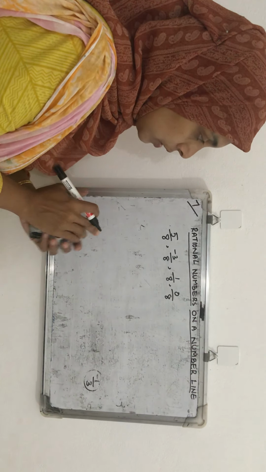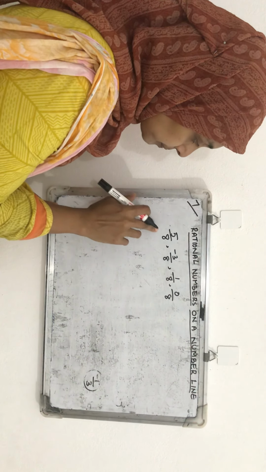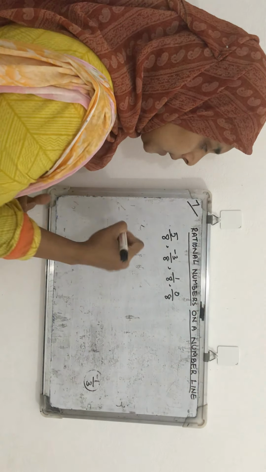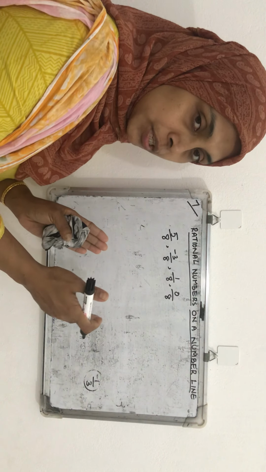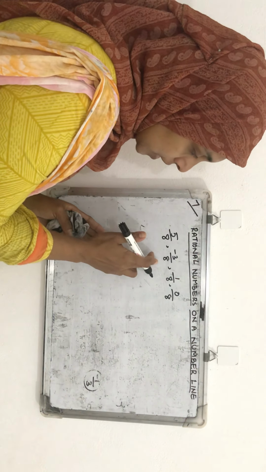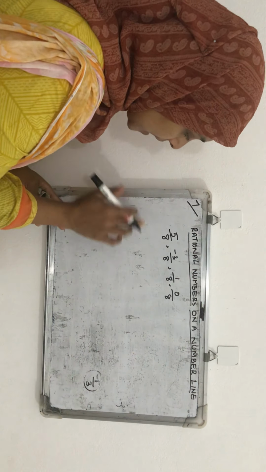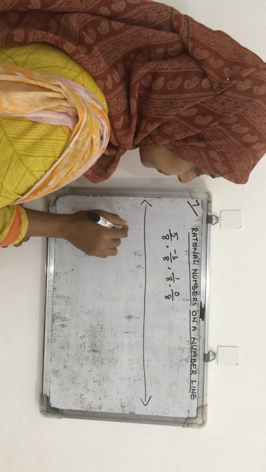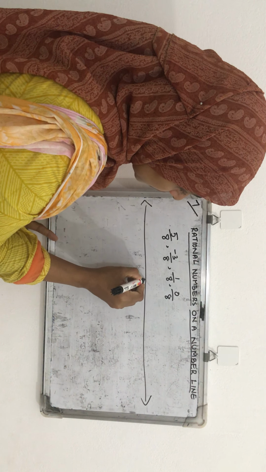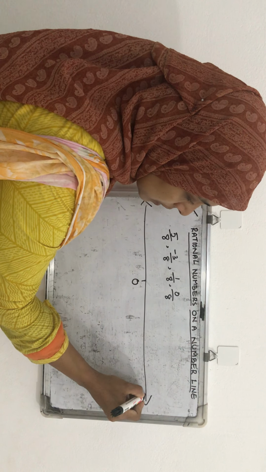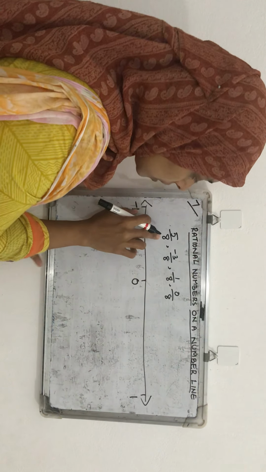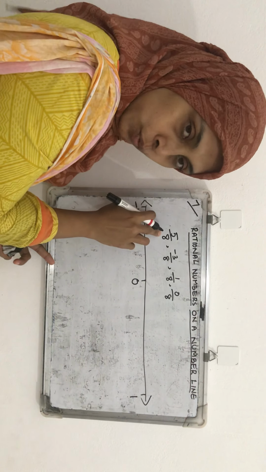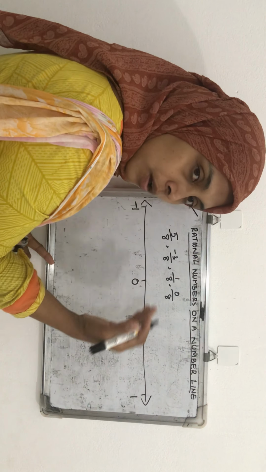Here both negatives and positives are there. In all of them the numerators are less than the denominator. So the positive rationals lie in between 0 and 1, and the negative rationals lie in between 0 and minus 1. So we need to mark only those integers. So this is 0, this we can represent as 1, and this as minus 1. Now first, look at the first rational, 5 by 8. It is positive, so we want to represent that on the right side of 0.